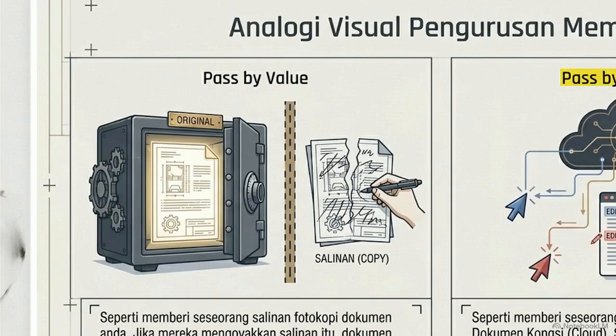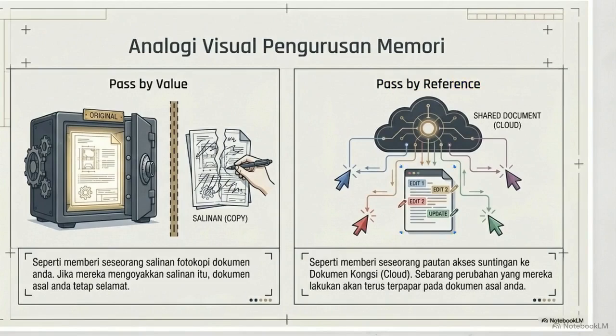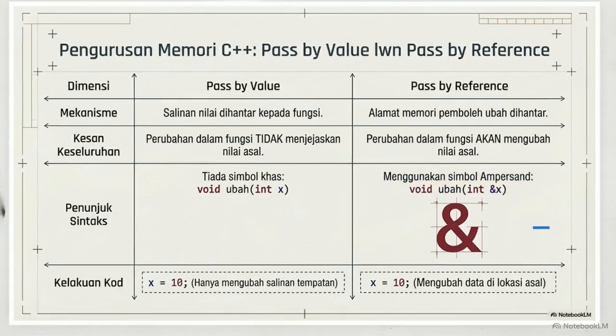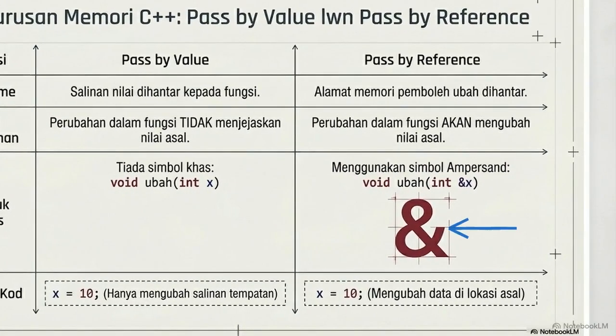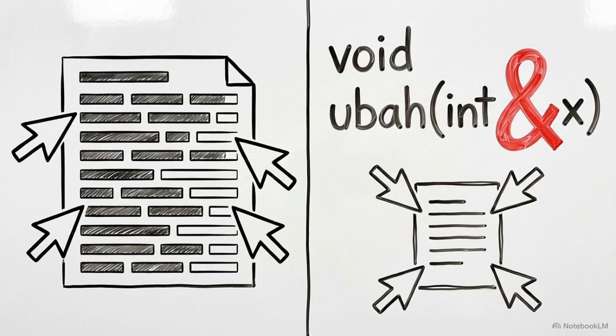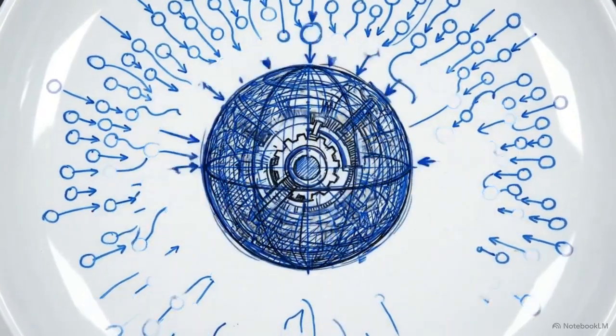However, to permanently update original data, developers use pass by reference, acting like granting multiple users edit access to a single shared cloud document. To enable shared access, the developer alters the syntax. This chart shows the specific trigger, an ampersand symbol next to the parameter. This tells the system to bypass duplication and grant direct access to the original memory address. Deciding whether to pass a value or pass a reference forces the programmer to balance raw operational speed against strict memory safety. When hundreds of these completely isolated functions operate together in a single system, they create a comprehensive software ecosystem.